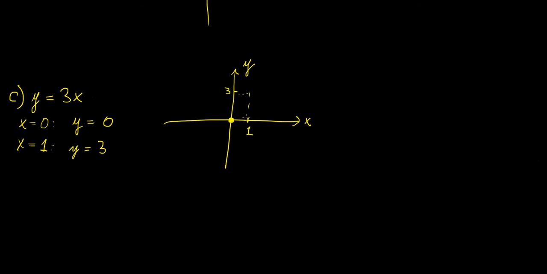So basically, we're going to have another point here. And that means that if we join the 2 points together, now we have a line that looks like this. So basically, for every unit that we move along the x-axis, we're moving 3 units upwards along the y-axis. And that's the line that corresponds to this.